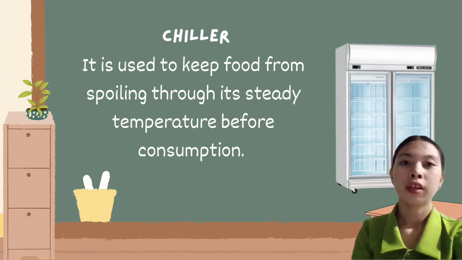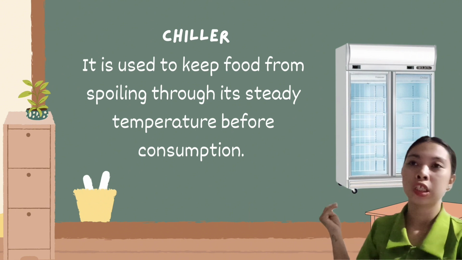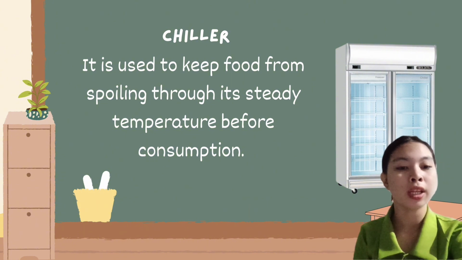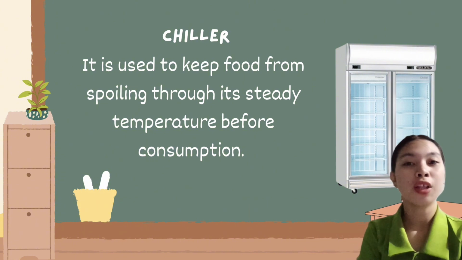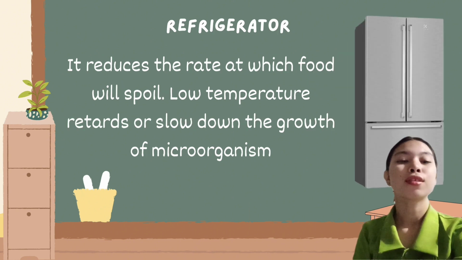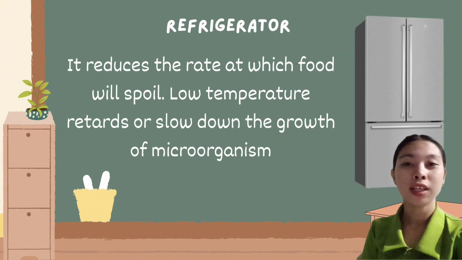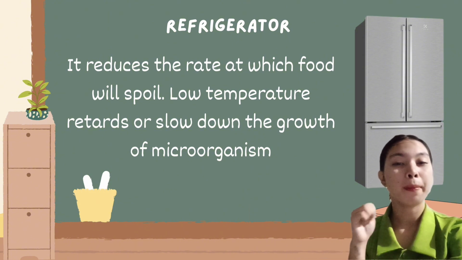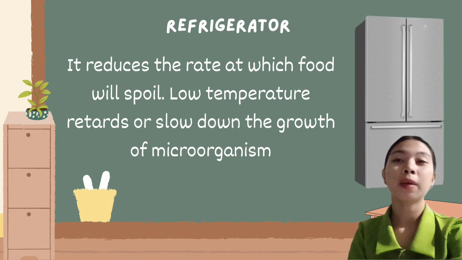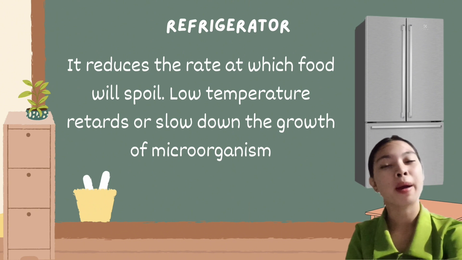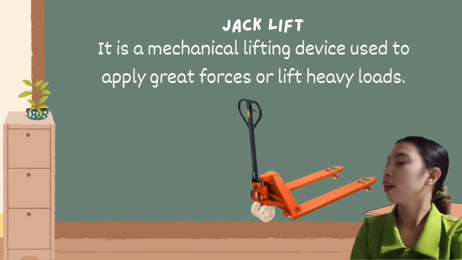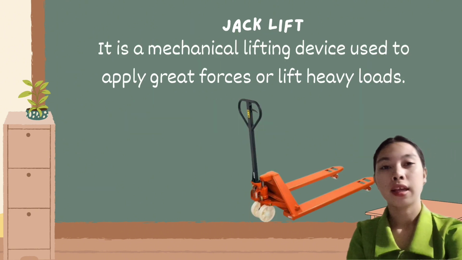Ito naman is, just like refrigerator, pero dito sa chiller is, kini-keep niya lang yung food para hindi siya basta-basta mag-spoil and kontrolado lang yung kanyang temperature. So, kasunod naman is ang refrigerator. Just like the chiller, basta refrigerator is na-maximize lang yung temperature ng mga pagkain na ilalagay mo dito. So, dito naman, kapag nasa refrigerator yung mga pagkain, na-slow down nila yung pag-growth ng microbial or ng microorganism sa isang pagkain.